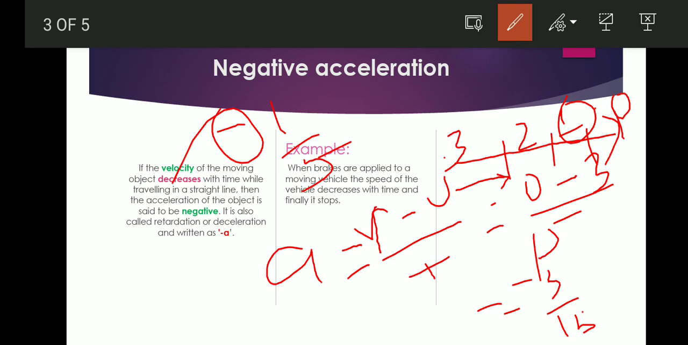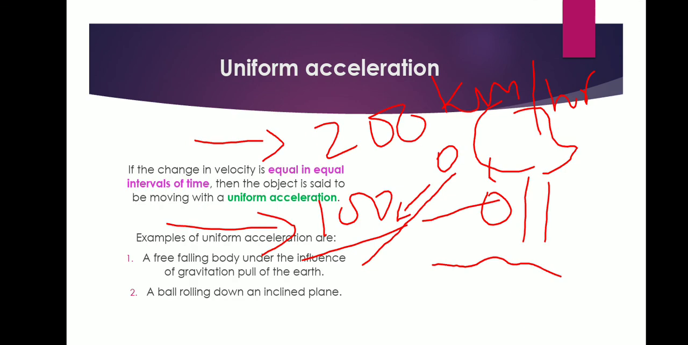Okay, then next here we have uniform acceleration. In this case, a body moving with a constant velocity is called uniform acceleration. In that case, a body should move with a constant velocity.